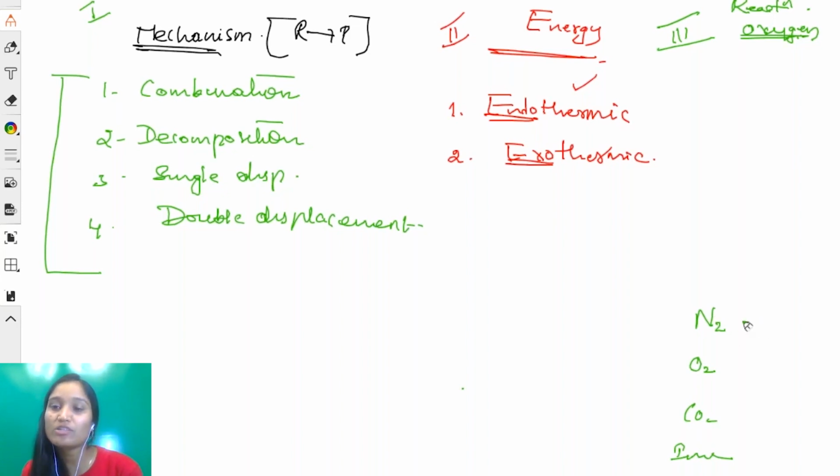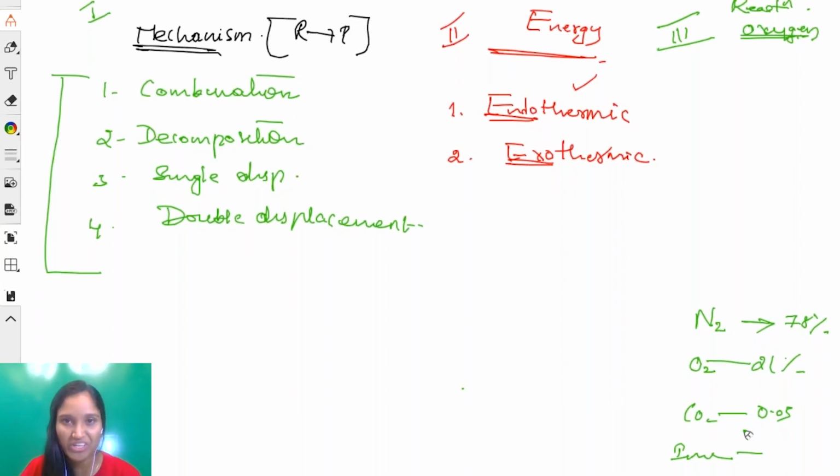And coming to the composition with respect to percentage, the maximum percentage is covered by nitrogen, that is 78. Then is oxygen, 21. CO2 0.03, and everything else falls into less than 1% composition. Look at the composition of air. We have maximum composed of nitrogen, but then we are not classifying chemical reactions based on nitrogen, but we are doing it based on oxygen. Why is that? What could be the reason?